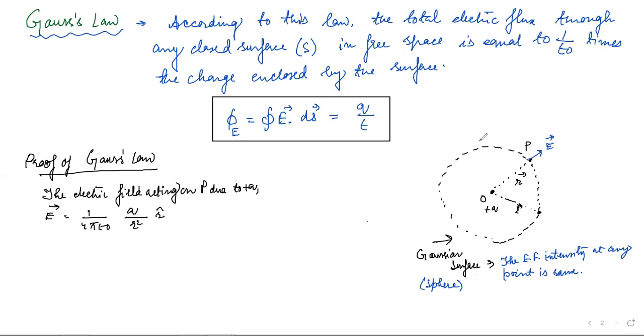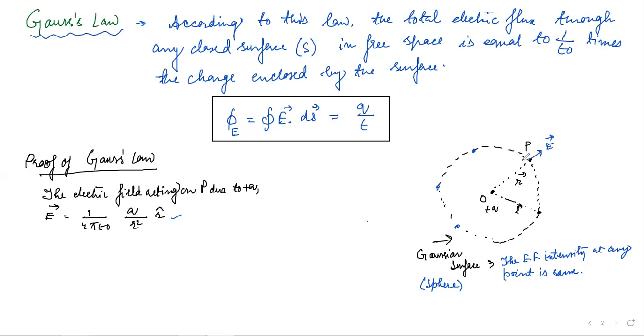So at any point on this sphere, let's say this point, or this point, at any point, the electric field intensity is the same. So we have just considered the point P, and at point P, the electric field intensity is given by this formula: E equals 1 by 4 pi epsilon 0 Q by R square, and R cap gives the direction.